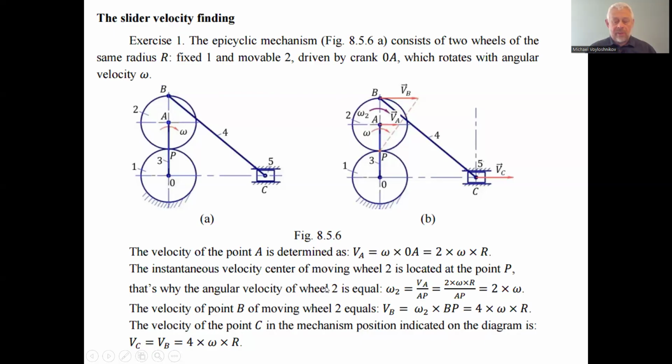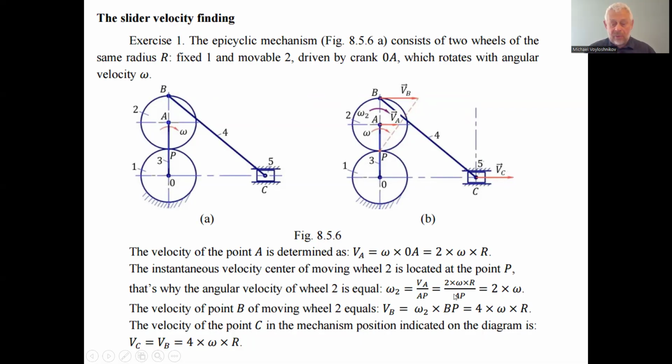The instantaneous center of velocity of the moving wheel is located at the point P, because this is a fixed wheel, and this wheel goes around the fixed one. That's why the angular velocity of the wheel 2 is equal to the translational velocity of the point A divided by AP. AP is R, so this is the velocity of the point A, 2 omega R, divided by the radius AP.